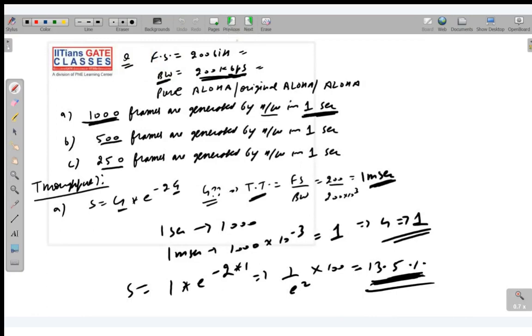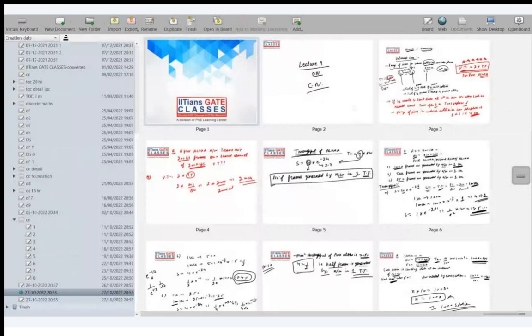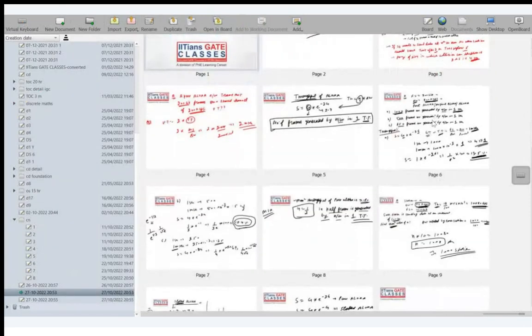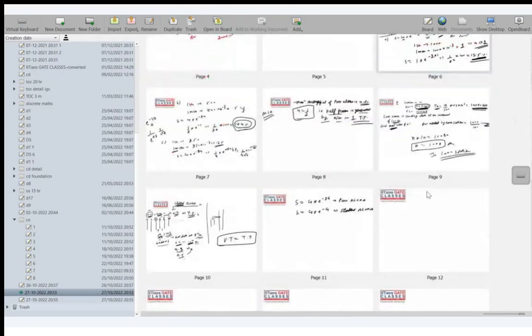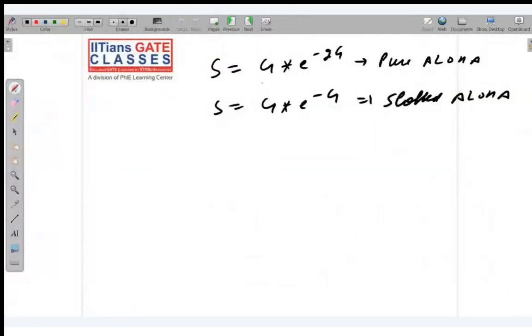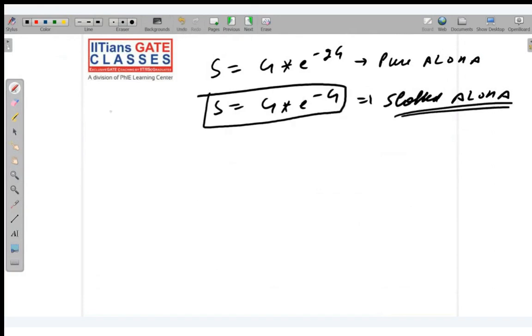Yeah, so what should we do? I should copy this slide, no? Actually I cannot copy it because screen sharing will go on if I do some experiments. So shortly I will write here. S is G into e to the power minus G for slotted ALOHA. That is your throughput.